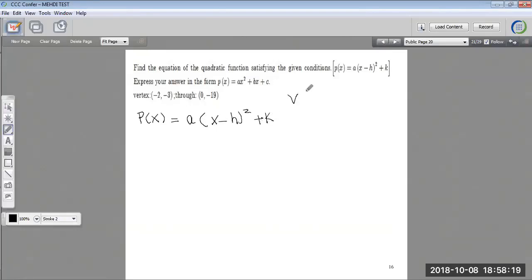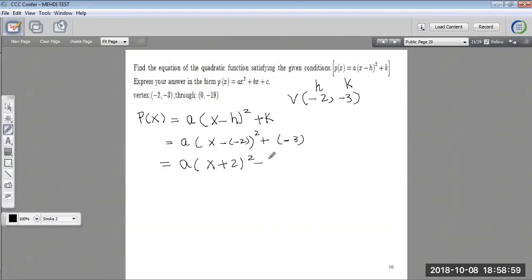Since the vertex is given to me as (-2, -3), my h is equal to -2 and my k is equal to -3. So I can substitute those values now in here. So this would be equal to a times (x minus -2), your h is -2, squared, plus your k is -3. So what I have here is a times (x plus 2) squared minus 3.